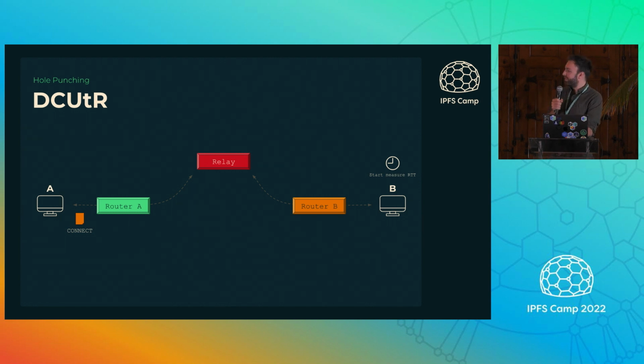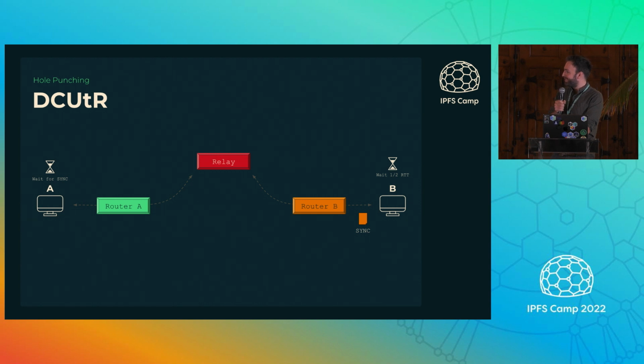The connect message ends up at peer A, and peer A responds with another connect message containing its own public IP addresses, and starts waiting for another message that I will get to in a second. So the connect message gets routed back and reaches peer B, and at this point, peer B knows the round trip time. So it has measured the time from sending out the connect message to receiving the response connect message. And now the magic begins.